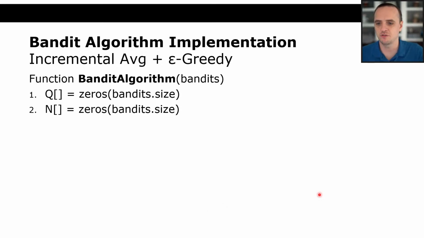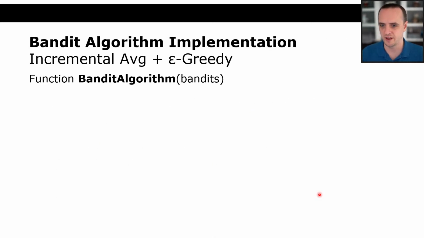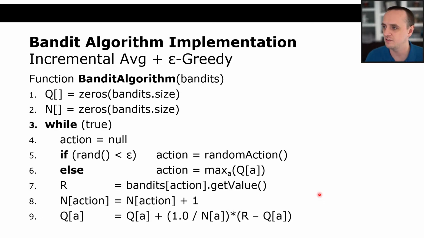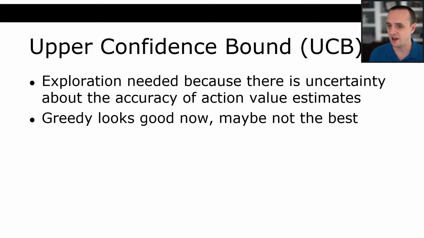Okay, so I mentioned before how in these graphs, what some people do sometimes is put epsilon down over time. But can we maybe do something better than that? And it turns out that someone did find something better than that. That is called the upper confidence bound. So exploration is needed because there is uncertainty about the accuracy of action value estimates, right? So we need to explore in order to reduce our error in our estimates. Greedy looks good now, but it might not be the best in the future.